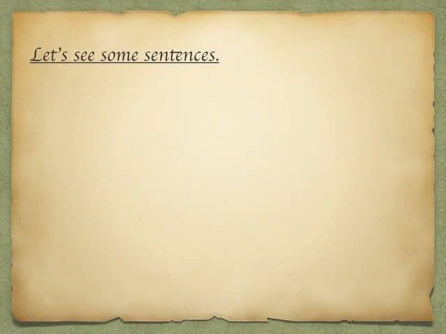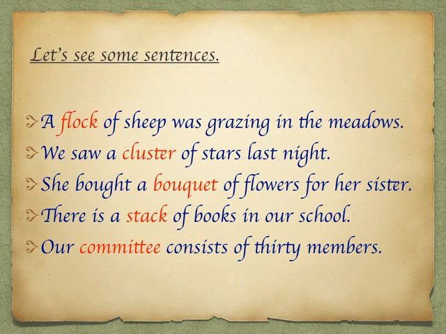So let's see some sentences. Let's see the first one. A flock of sheep was grazing in the meadows. So here, flock is the collective noun which presents the group of sheep. Let's see the second one. We saw a cluster of stars last night. So here, cluster is a collective noun which presents the group of stars. Let's see the third one. She bought a bouquet of flowers for her sister. Here, bouquet is a collective noun which presents the group of flowers.